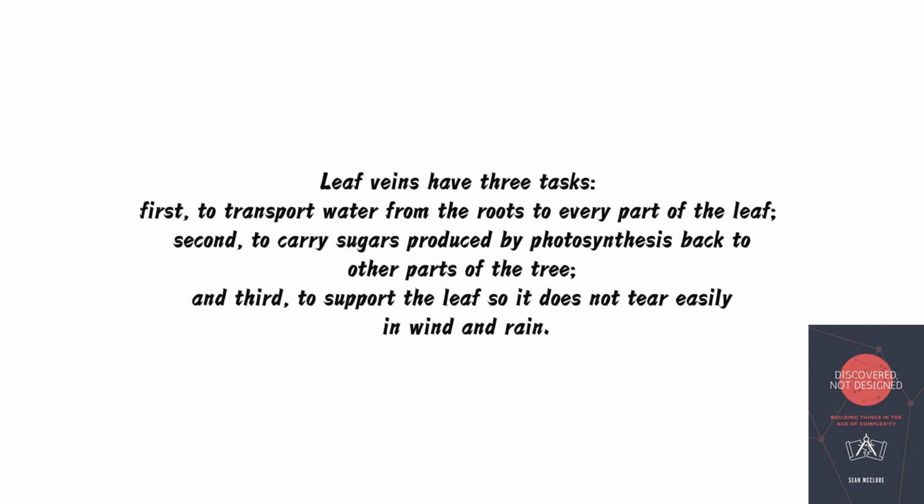Leaf veins have 3 tasks. First, to transport water from the roots to every part of the leaf. Second, to carry sugars produced by photosynthesis back to other parts of the tree. And third, to support the leaf so it does not tear easily in wind and rain.